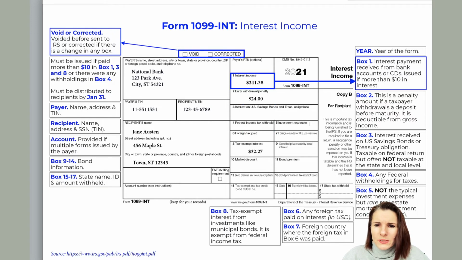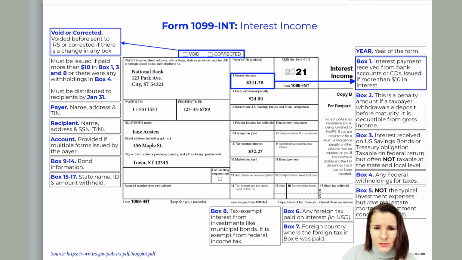Now here we have investment expense. Be careful, this is not a typical investment expense, not an expense for having this account. This is actually very rare, real estate mortgage investment conduits, which honestly I don't even know what they are. So be careful, don't try to claim them on a typical tax return. Now, box 6 is any foreign tax you paid on the interest, and it would be listed in US dollars. And box 7 would list what country that was.